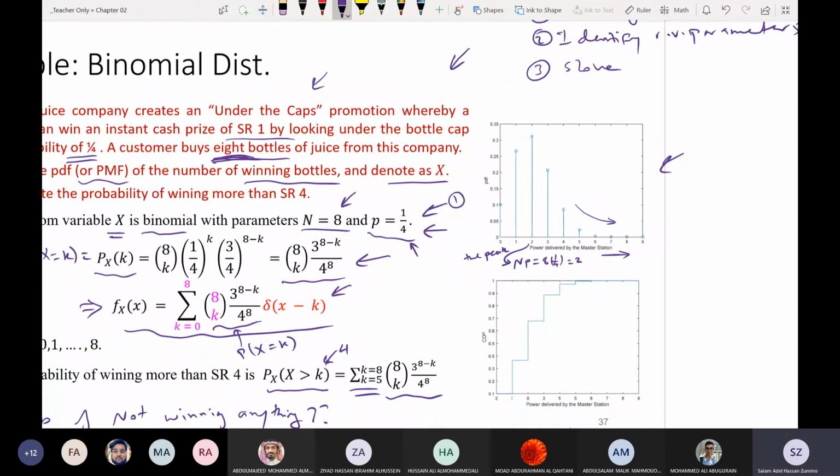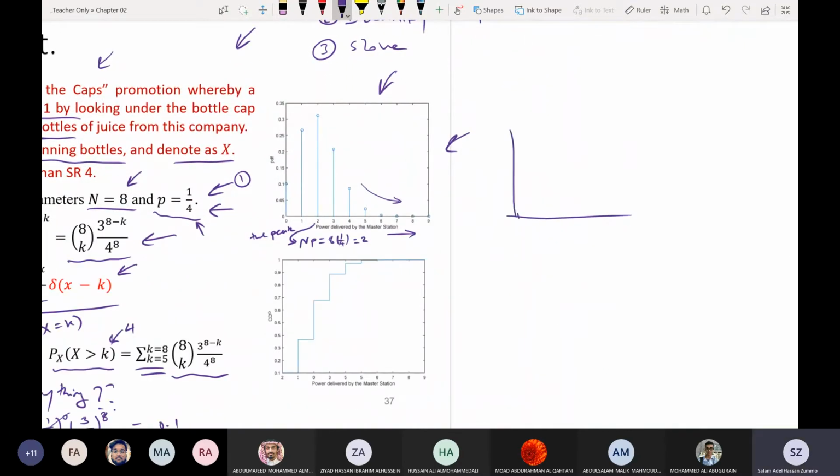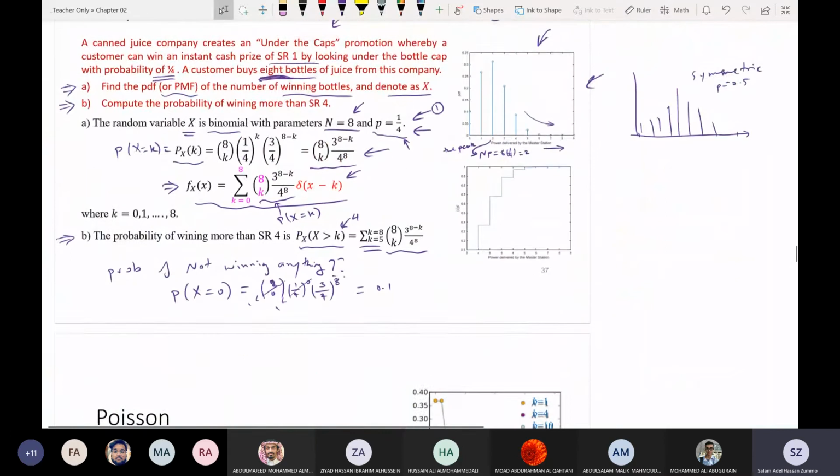Now if P was 0.5, sorry, it was a half, what would the shape look like in your opinion? It will peak at 4, but not only that. It will be symmetric. Here is 0 and here is 8. So it will be like this, this, this, this, this, this, this. So the center will basically be symmetric if P equals 0.5. Is that clear? Okay. Now the second, any questions on binomial before we go?